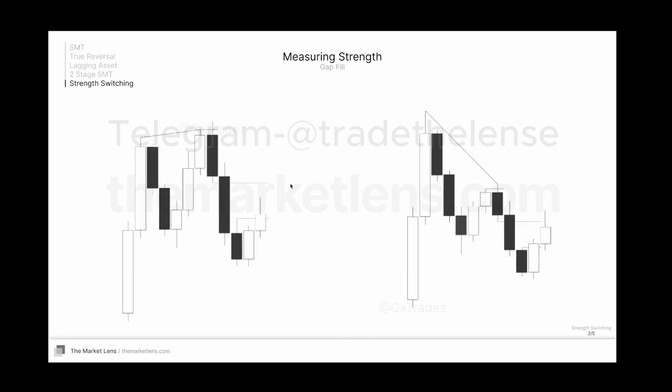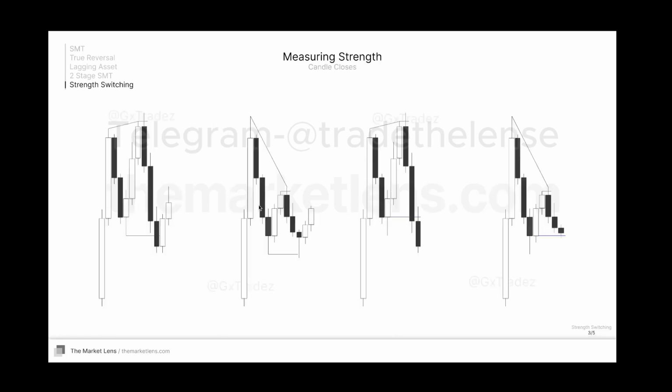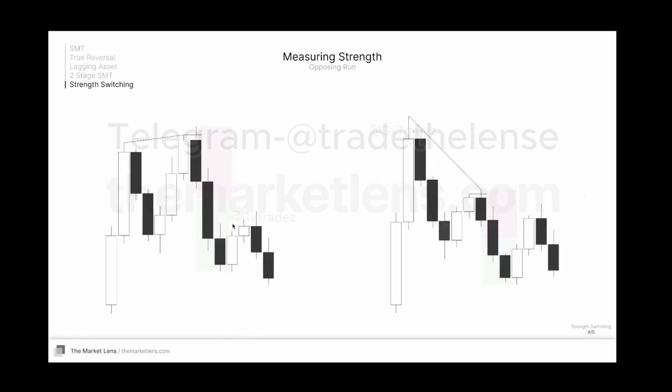So now another one is gap fill. So this is gap size. This is gap fill, where this asset will not fill in an entire gap, while this asset will. Again, that's showing weakness on this asset. They're going to create the same highs and lows, the same opposing candles, where this asset will close below a low while this asset won't. This asset will CISD first while this asset won't. And it's going to close below this low, but this asset closes before this asset. So that's showing the switch in strength, if that makes sense.